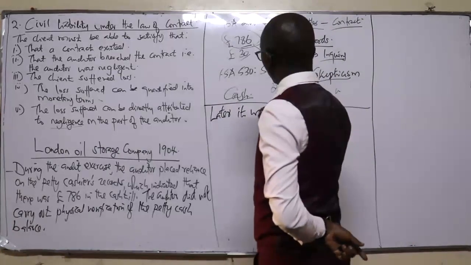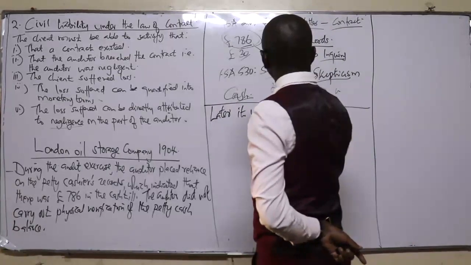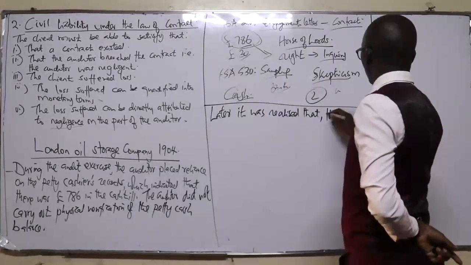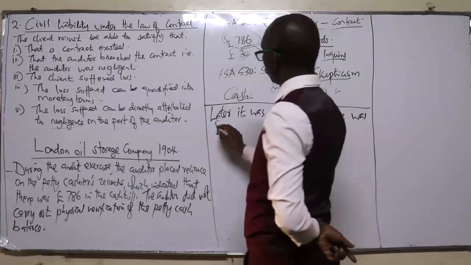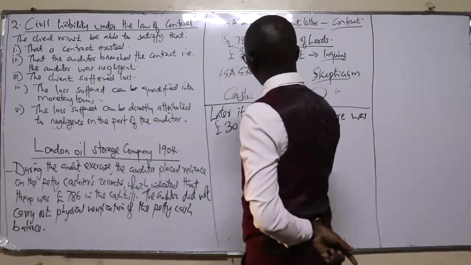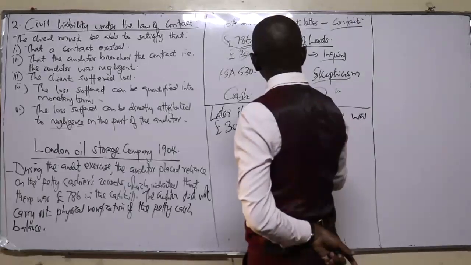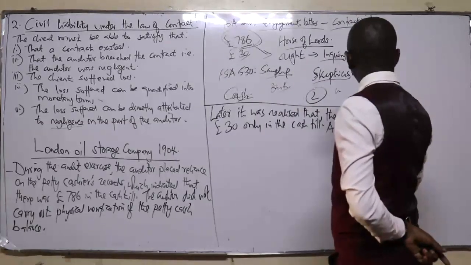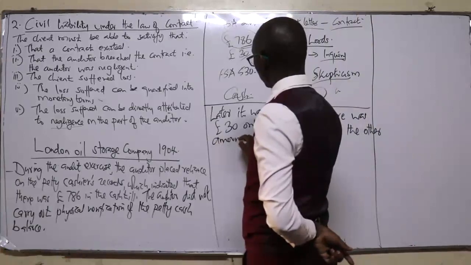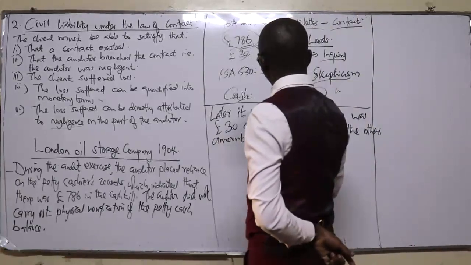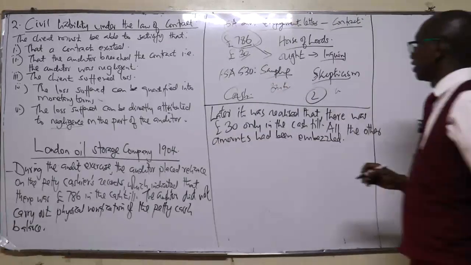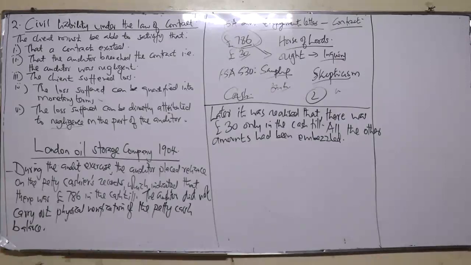Later, it was realized that there was £30 only in the cash till. All the other amounts had been embezzled.